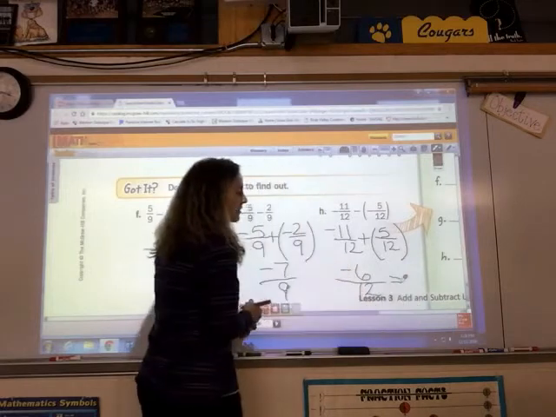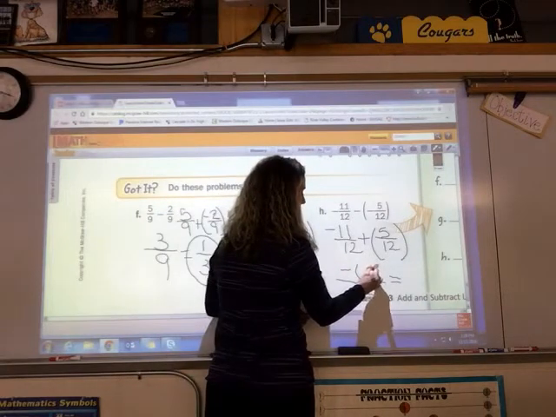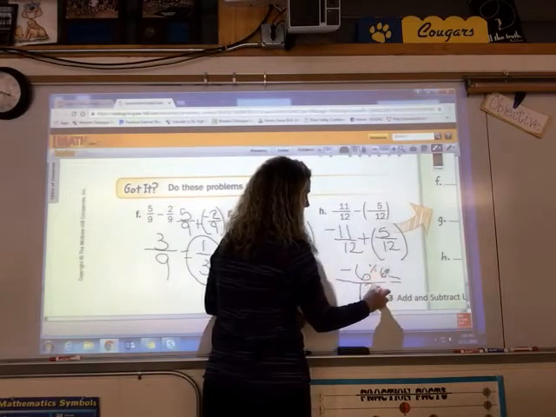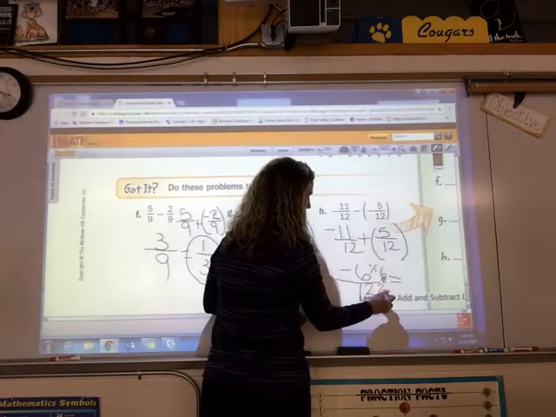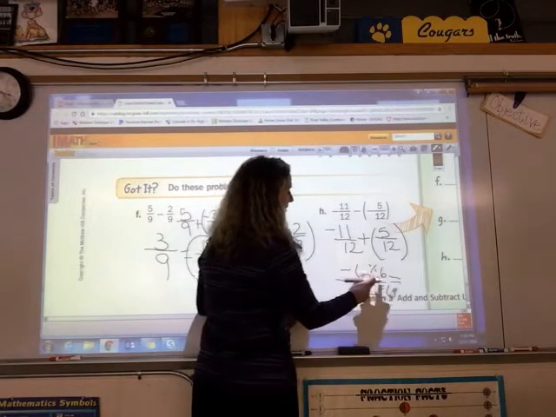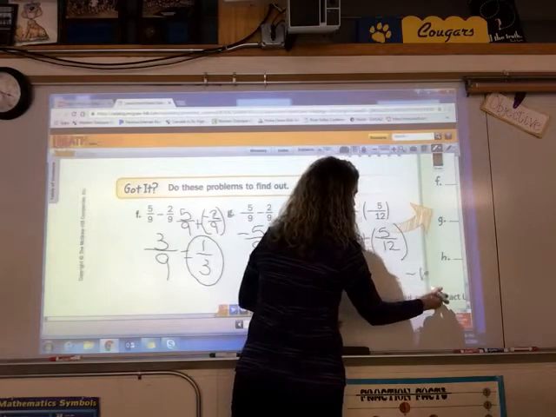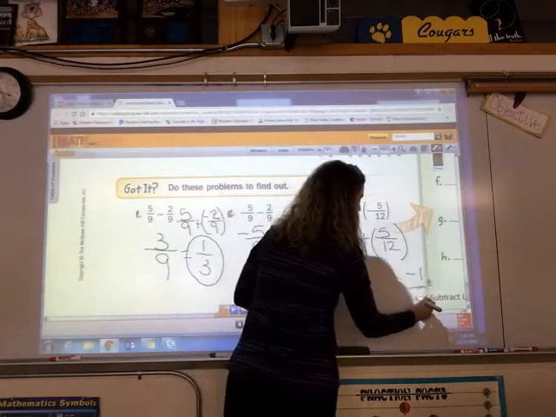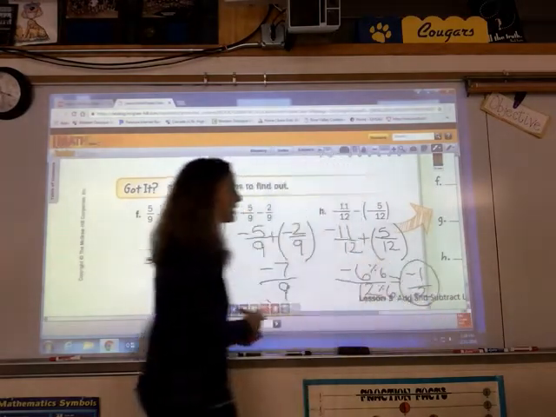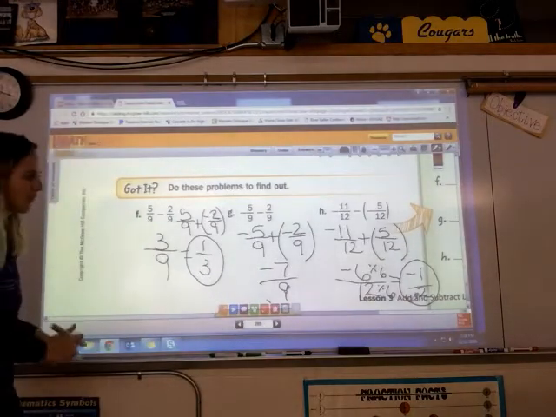Those both can be divided by 6. So I'm going to divide them both by 6. Negative 6 divided by 6 would be a negative 1, over 12 divided by 6 would be 2. So our answer should be negative 1/2 as you worked through that one.